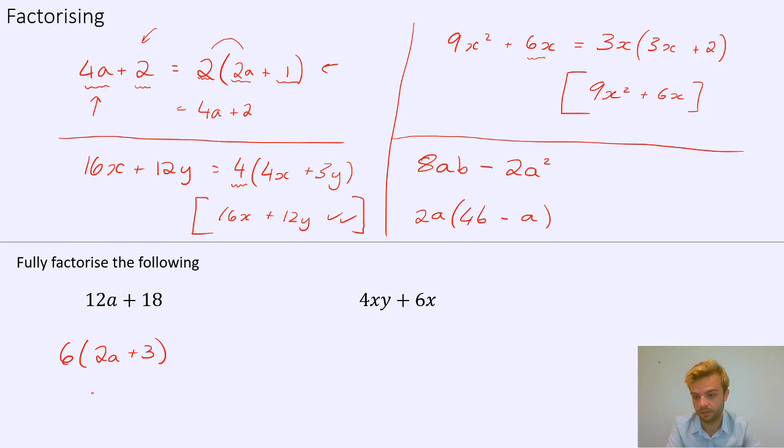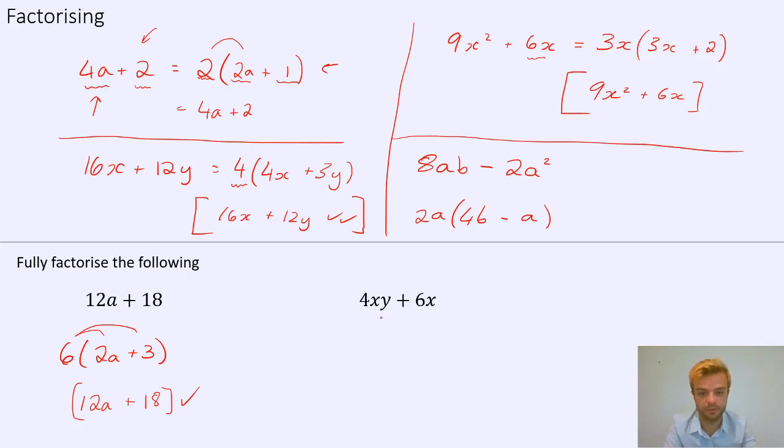And we'll do our little check by expanding our answer and seeing if we get back to what we started with. 6 times 2a is 12a, and 6 times 3 is 18. So because we did get, when we expanded our answer, the same as what we started with, our answer must be right.